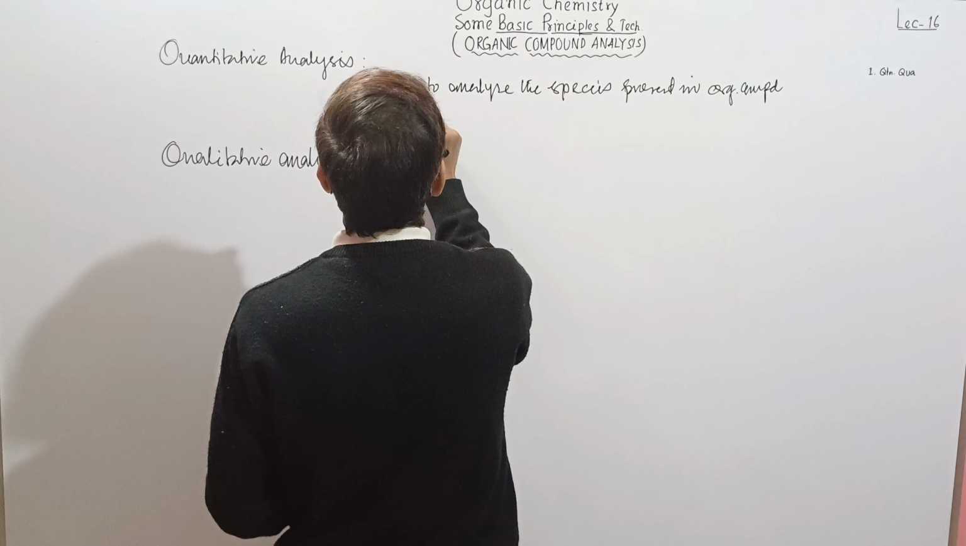Let me first take one example, assuming nitrogen is present. How is the presence of nitrogen ascertained with the help of the Lassaigne test? The sample which contains nitrogen is first mixed with sodium and heated, then mixed with pure water and filtered. The filtrate is the sodium extract.